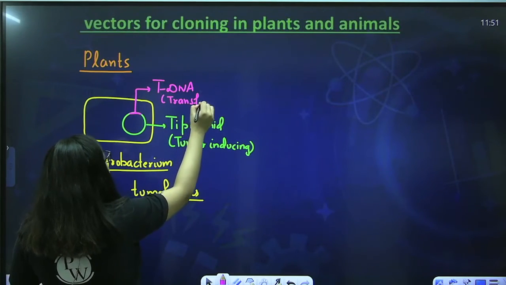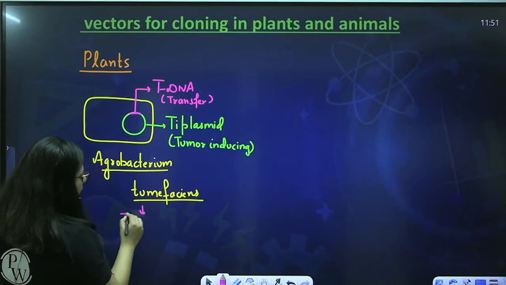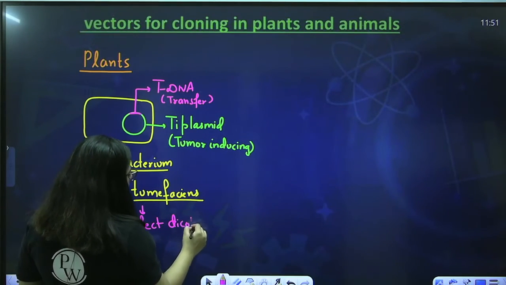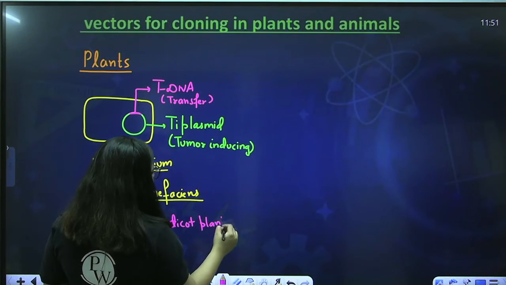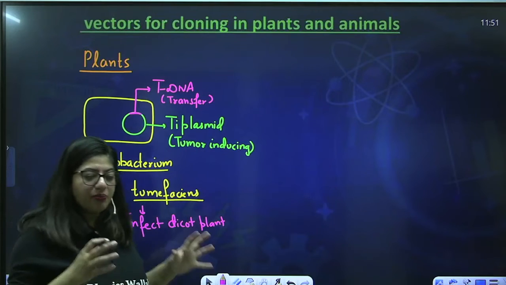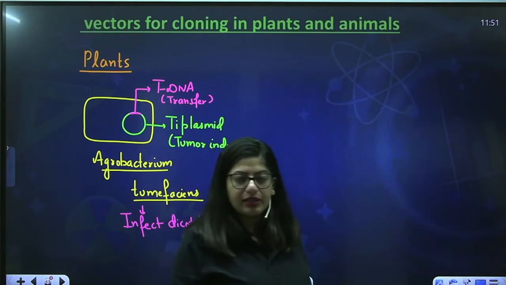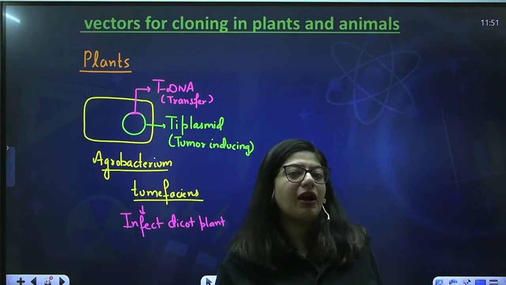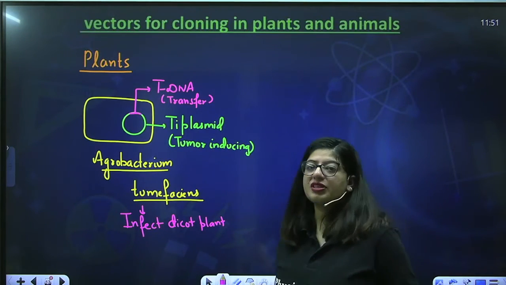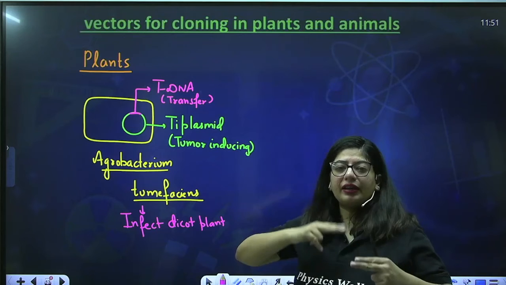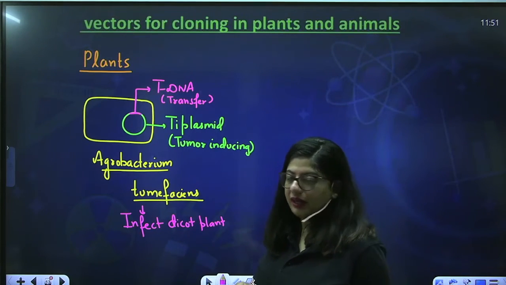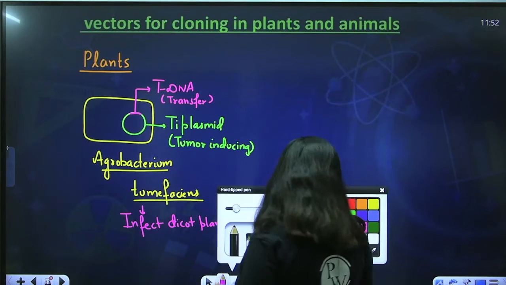So what this bacterium does is it infects dicot plants and creates a cancer-like situation in them. When this bacterium infects the dicot plant cells, it will send its Ti plasmid into them. And the Ti plasmid has T-DNA, which is a transfer DNA that can easily be incorporated inside the plant cell. Right? So let me explain in more detail.